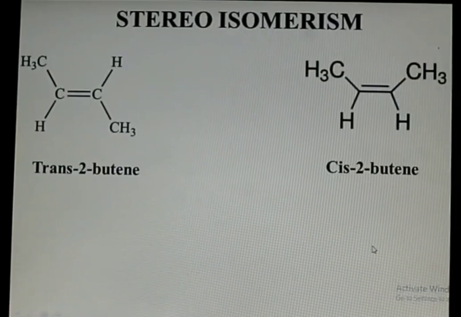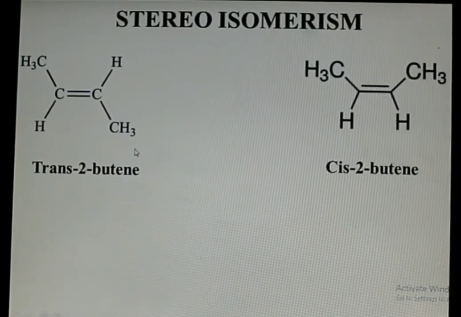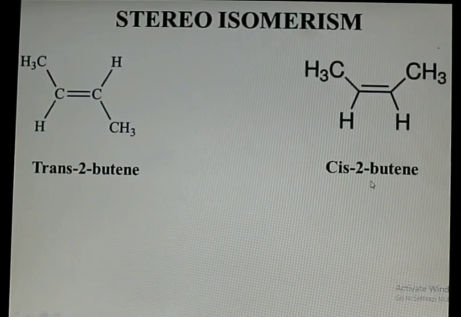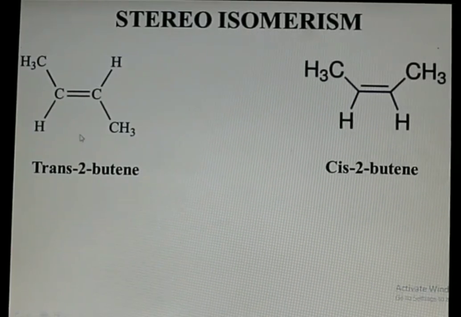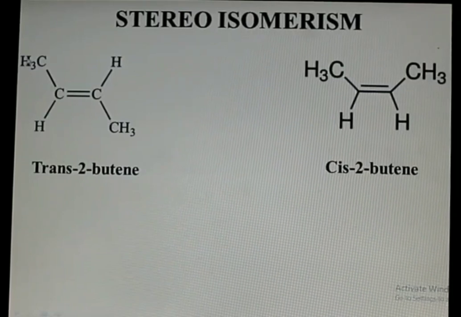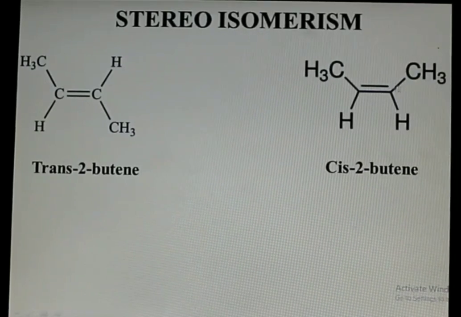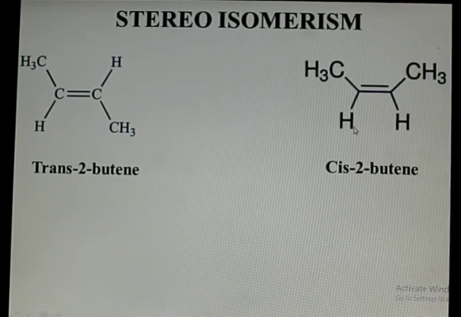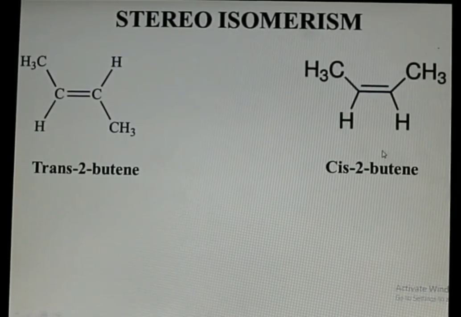Now take another example. We already discussed this one, trans-2-butene and cis-2-butene. What is the difference between trans-2-butene and cis-2-butene? I have explained in the previous slide. In trans-2-butene, these two CH3 groups and these two hydrogen atoms are opposite to each other, right? And in cis-2-butene, these two CH3 groups and these two hydrogen atoms are on the same side. So this is the cis representation, and this is the trans representation.